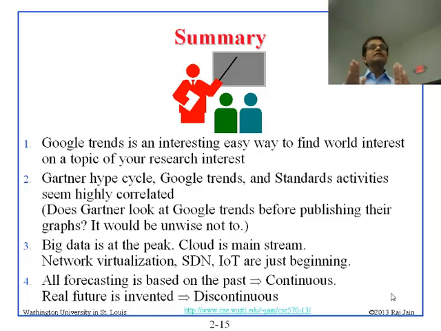Because all the forecasting is based upon the past. Right? And the future is not decided by the past. Real future is decided by the breakthroughs. Apple iPhone was a breakthrough. Right? Amazon's cloud was a breakthrough. Before that, none of these companies, Gartner or Google or anybody else, could have predicted how much interest there will be in these things. Right? So the future actually is not continuous. The predictions are all continuous.